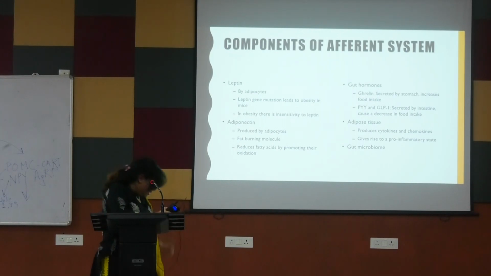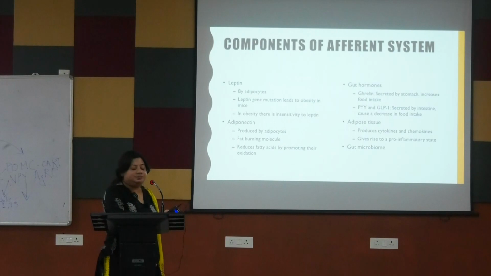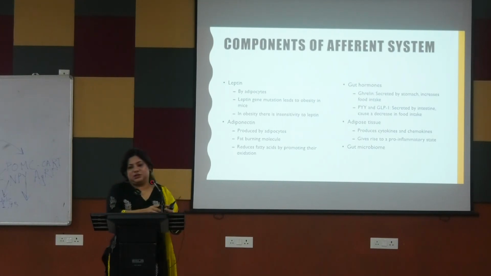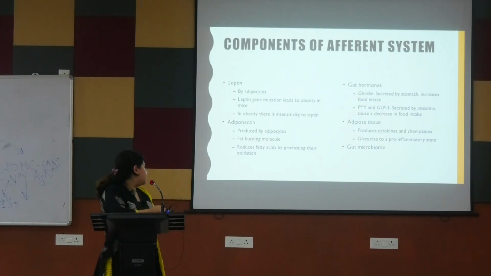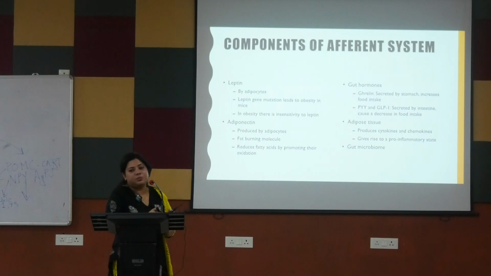Apart from that, adiponectin, it is the guardian angel against obesity. What happens? It is also produced by adipocytes. It is a fat burning molecule. It reduces fatty acids by promoting their oxidation. Right? Some fatty acids are crossing the blood-brain barrier and stimulating the hypothalamus, and then fatty acid oxidation is increased. So fat is burnt.